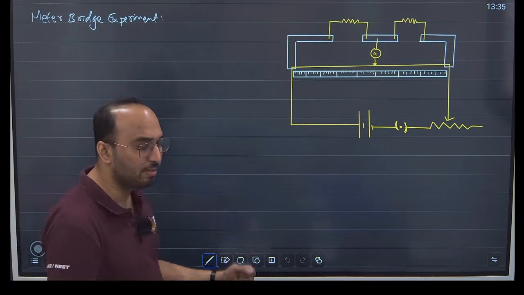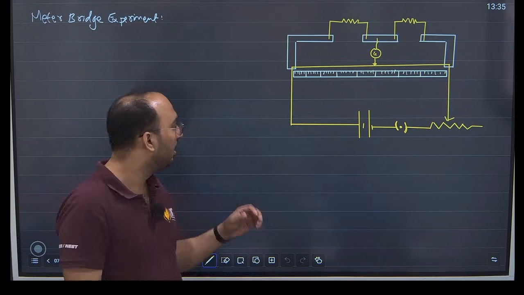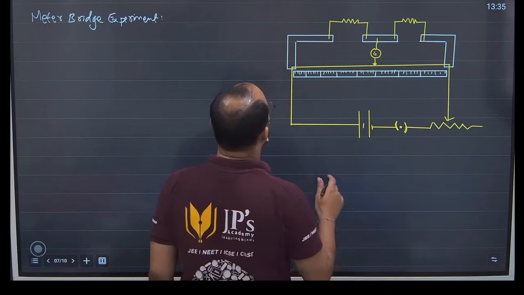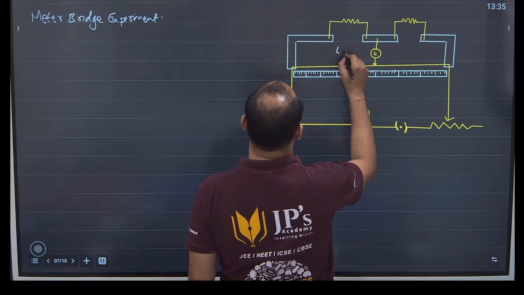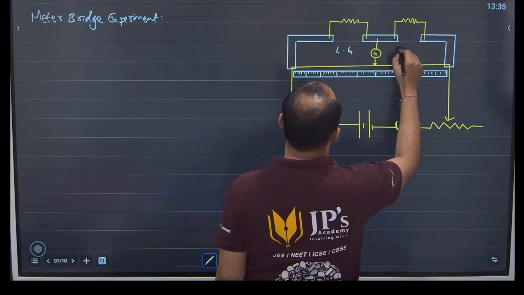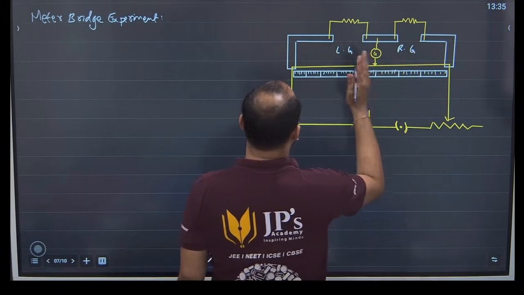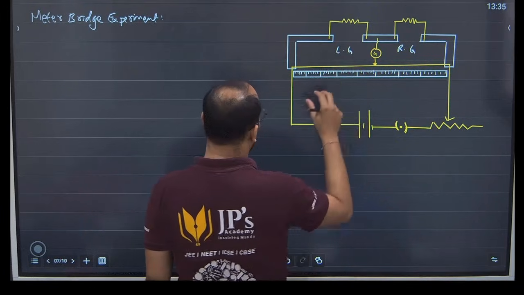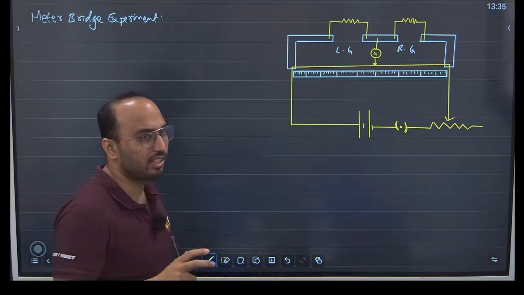Very popular experiment. You must have done this in your lab as well. Meter bridge, which is based on the concept of the Wheatstone bridge. Let's see what is done in this. Here, this is called the left gap, LG, and this is your right gap. In the left gap, generally we put the resistance which is to be found. So its job is to find the unknown resistance.